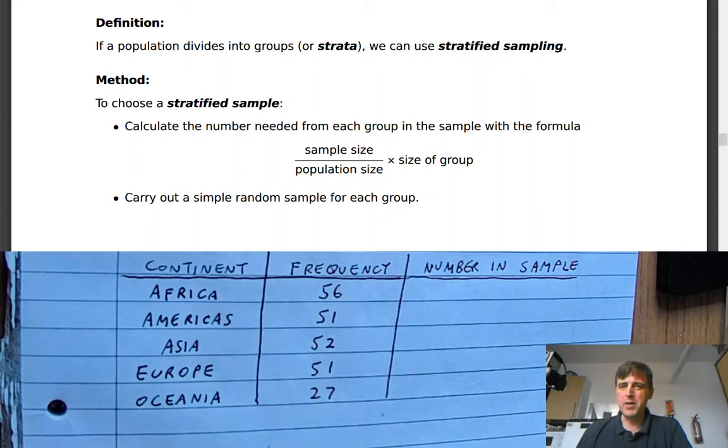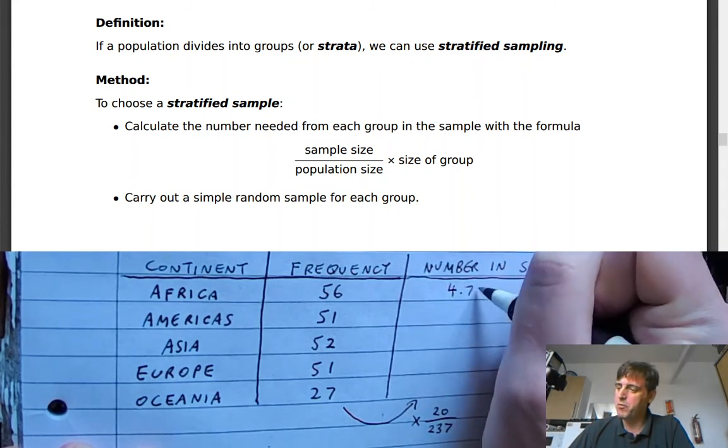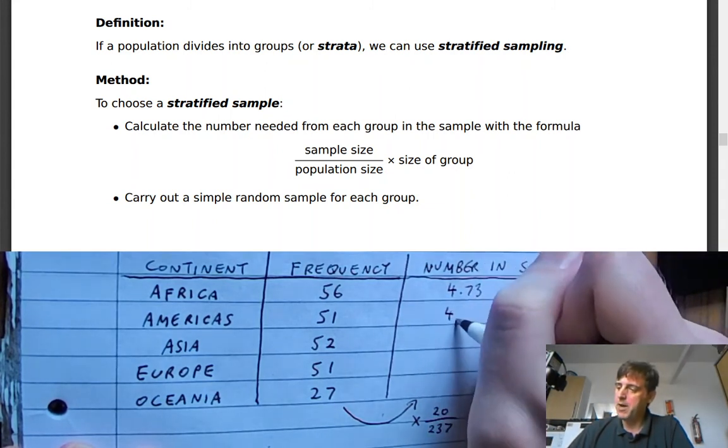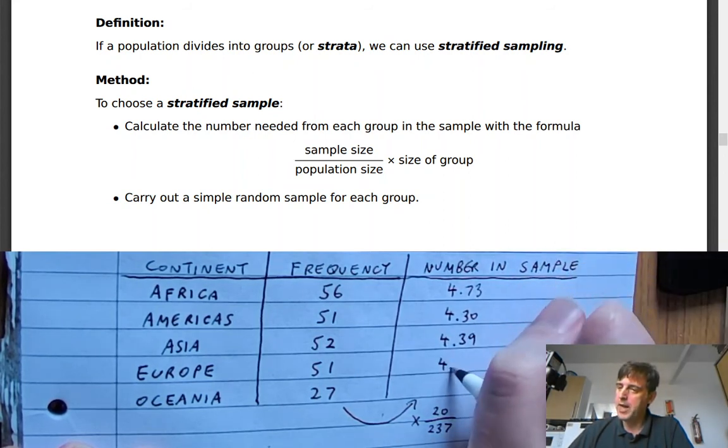Now, say I wanted approximately 20 for my sample, then really what I've got to do is take these frequencies and multiply by the sample size of 20 divided by the population size, because I want about 20 over 237 of each group to be in the sample, because that's how much I've got for the sample. So I won't do the calculations here, I'll just write down the answers we get. So that's about 4.73 there. That turns out to be about 4.30, about 4.39 for Asia, about 4.30 again for Europe, and then 2.28 for Oceania.